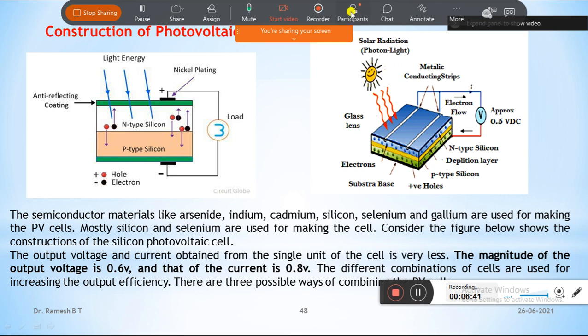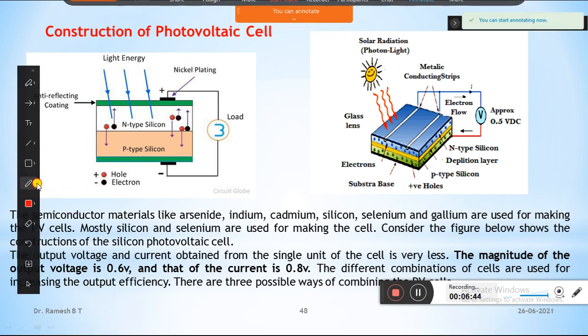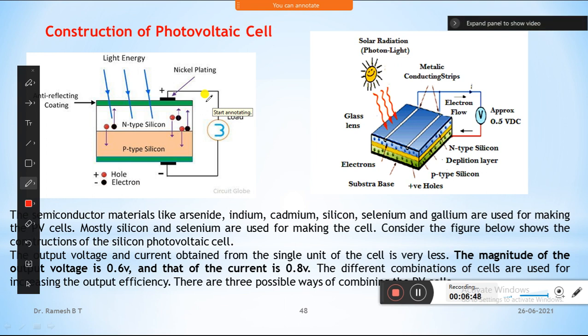Coming to the solar cell array, it consists of some important parts. First, an anti-reflecting coating. First is the glass, and this is the sun, where we get the energy, and these are the radiations, which include beam radiation as well as direct radiations. It also has metallic conducting strips, as well as p-type, n-type, substrate base, and depletion layer. These are the important parts.